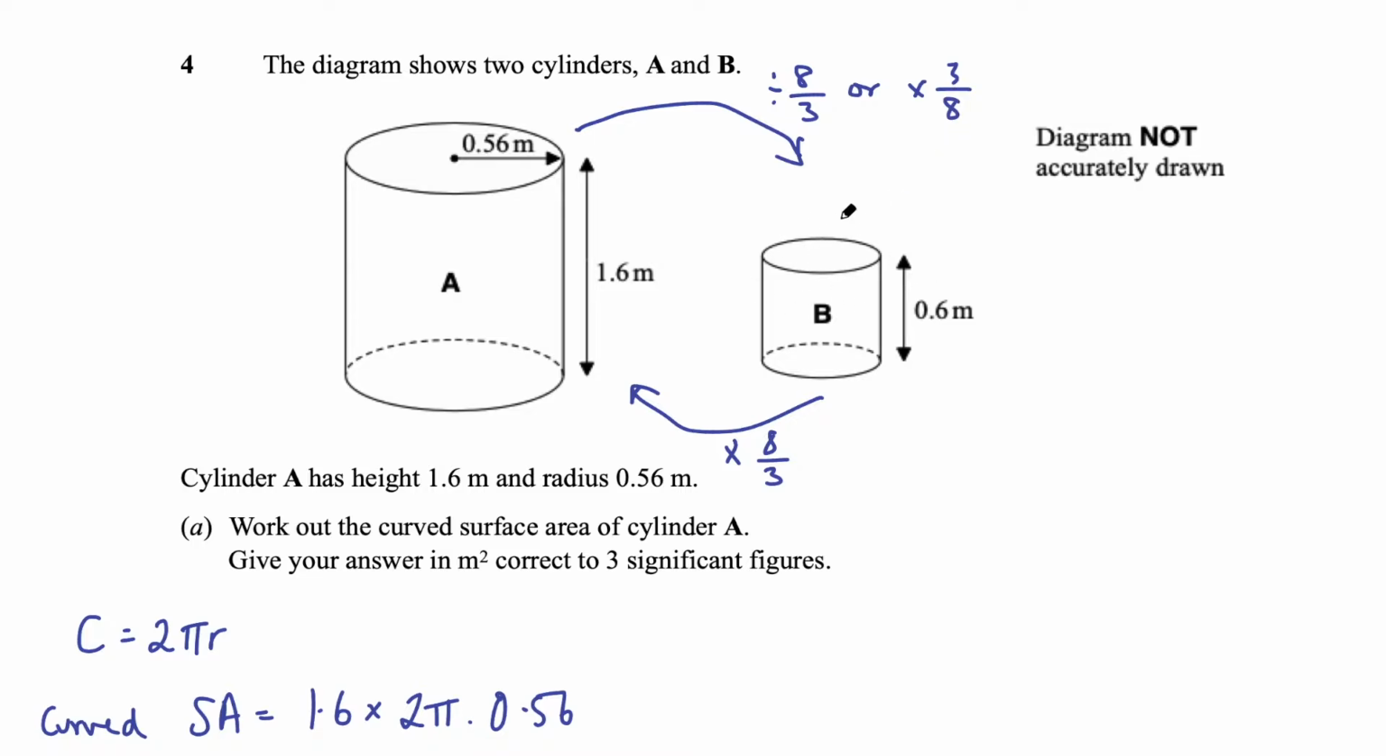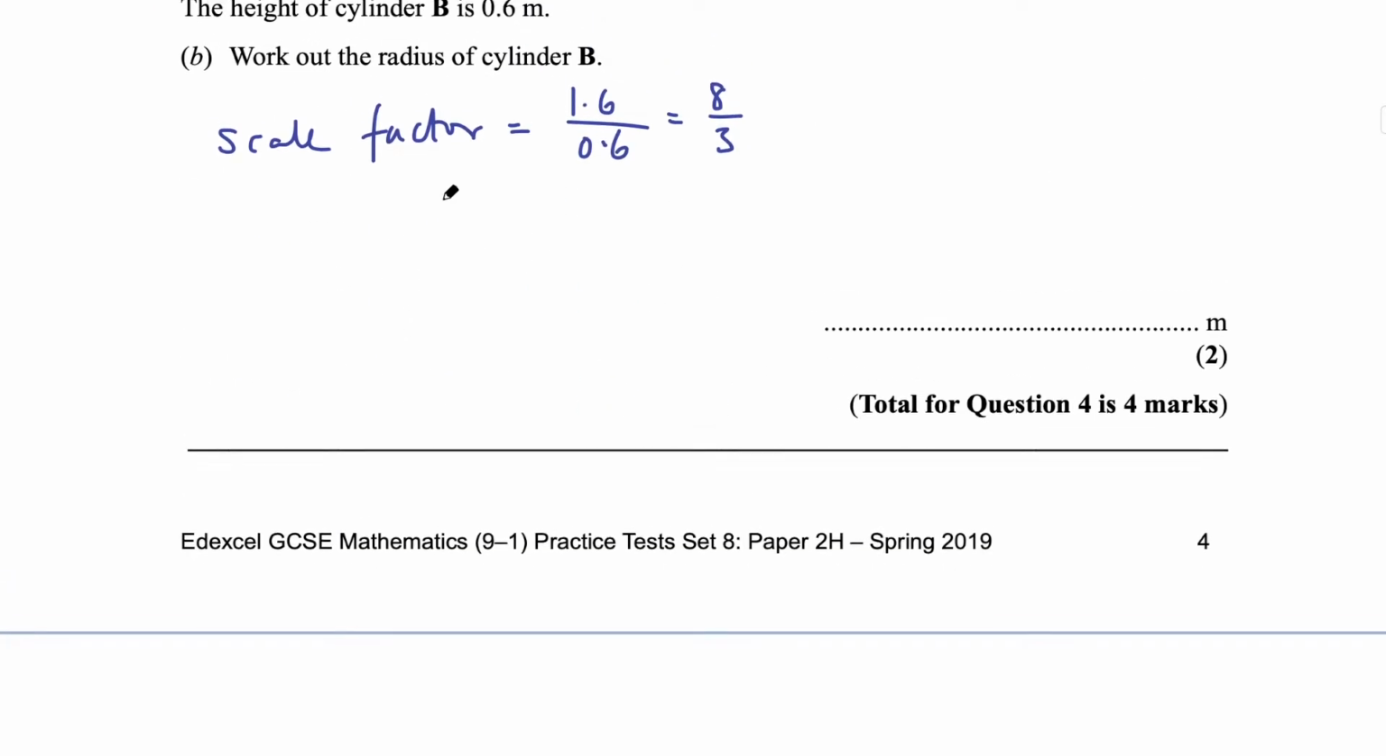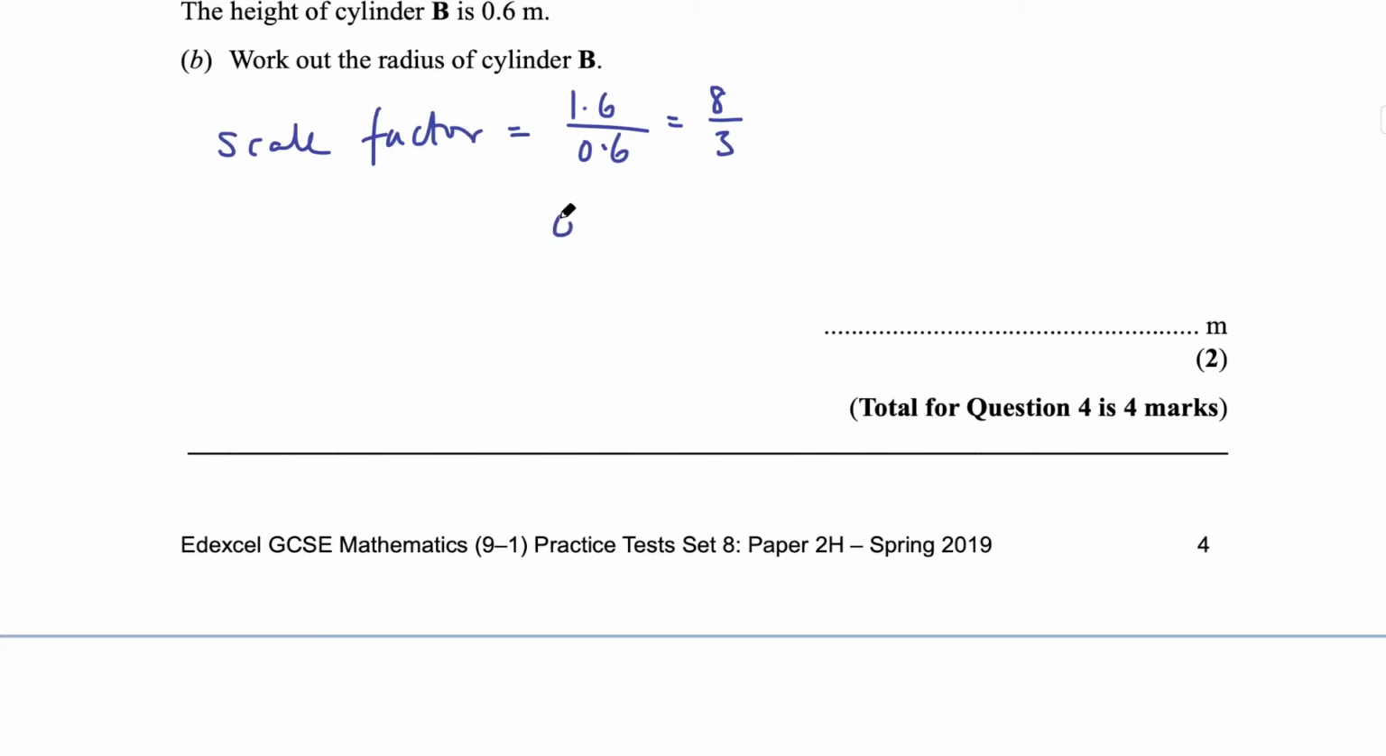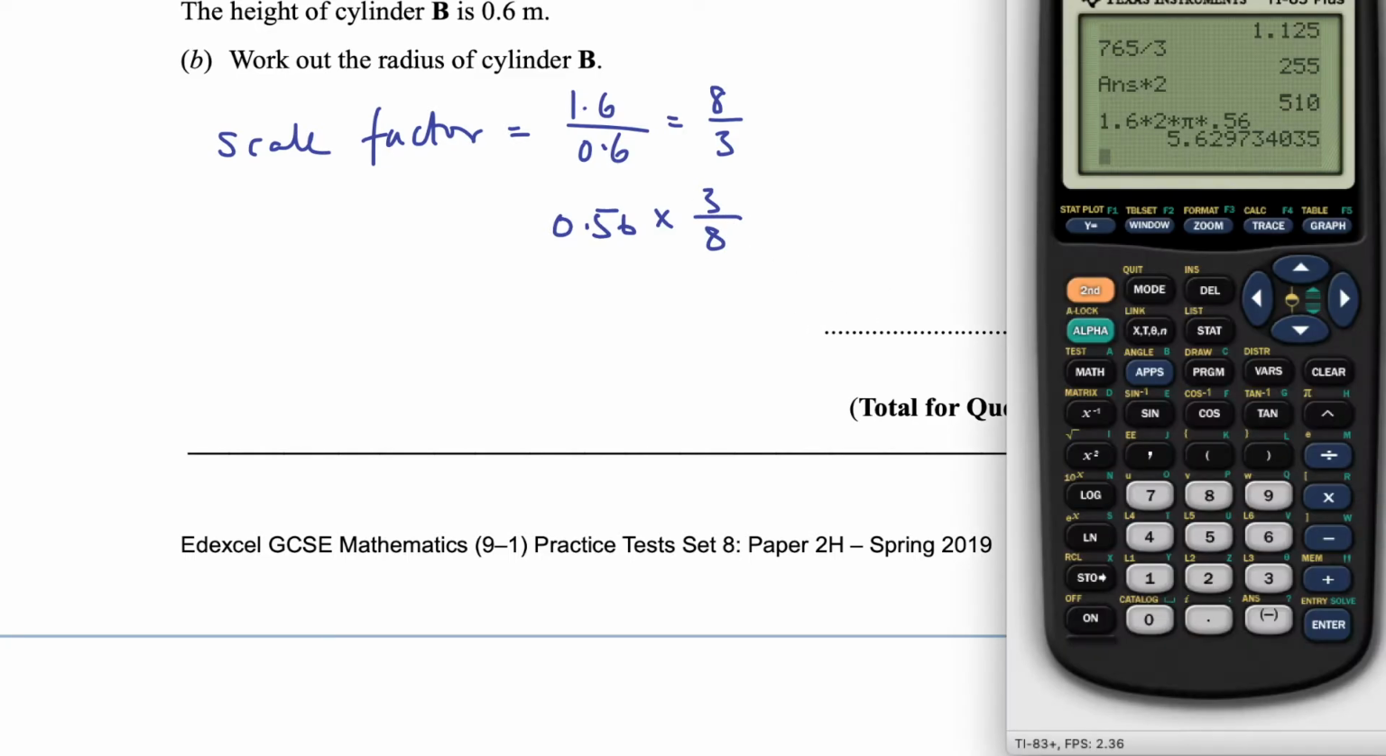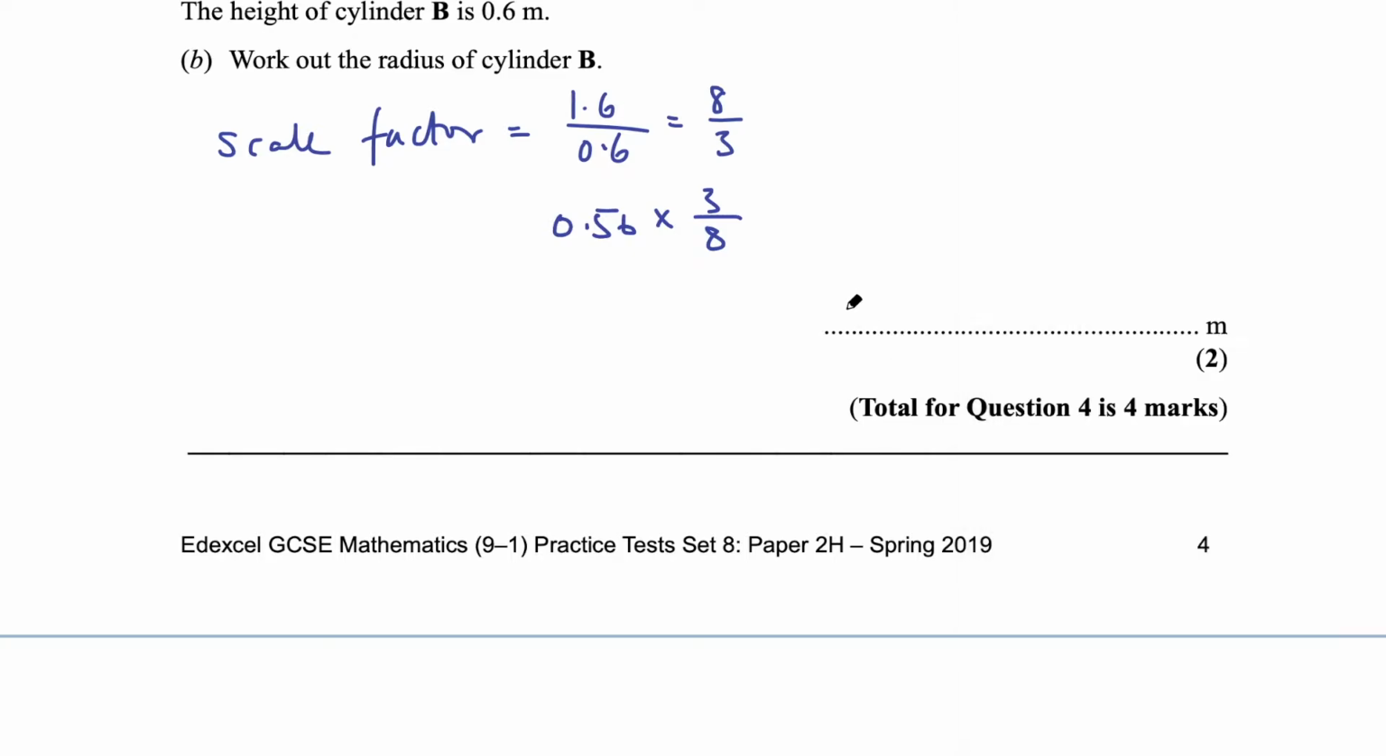So to get the radius of B, we're going to multiply this radius by 3 on 8. Okay, so then we'll do 0.56 multiplied by 3 on 8, and let's put that into a calculator. We get 0.21. So the radius then of cylinder B is 0.21 meters. And that's question 4 for a total of 4 marks.